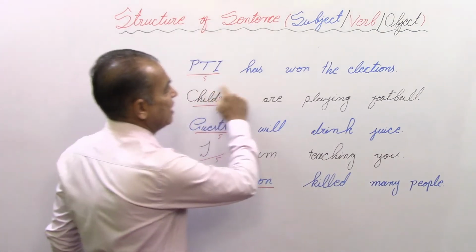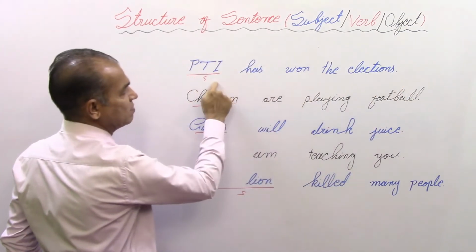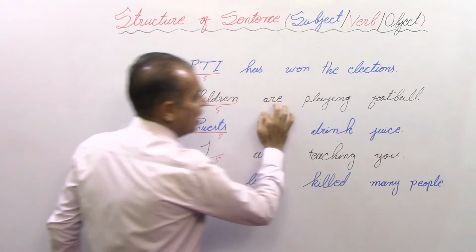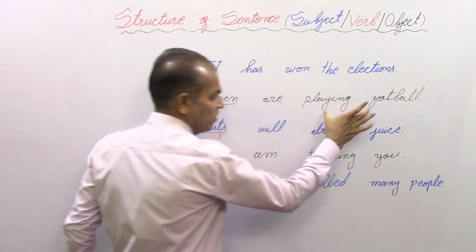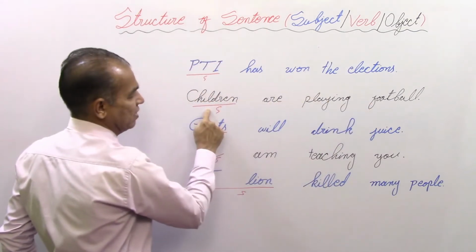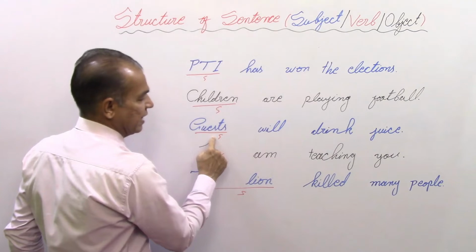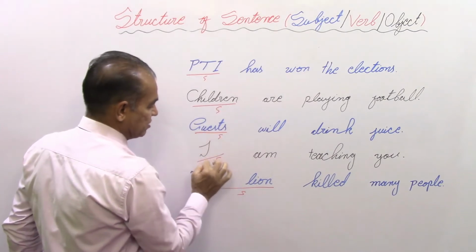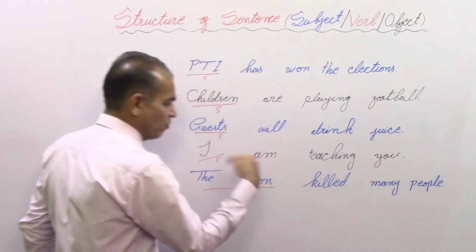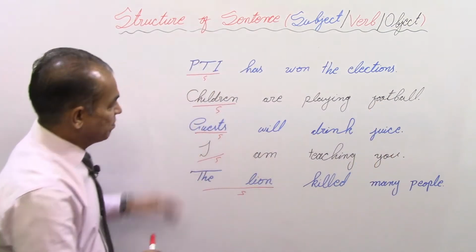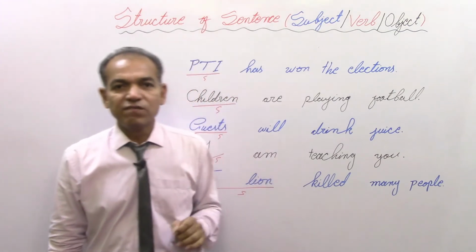So PTI has won the election. Has won the election is the information, and this information is being given about PTI. Children are playing football. Are playing football is information, and this information is being provided about children. In the same way, will drink juice, information about guests. Subject. In the same way, I am teaching you is information, and I am providing you this information about I. So the person or thing that is being discussed is called the subject of a sentence.